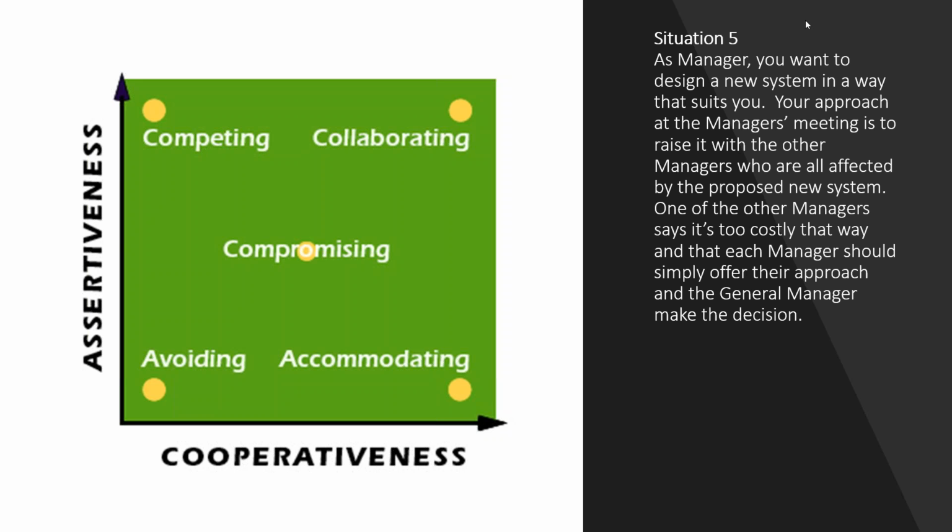Now, situation 5. As a manager, you want to design a new system in a way that suits you. Your approach at the managers' meeting is to raise it with the other managers who are all affected by the proposed new system. One of the other managers says it's too costly that way, and that each manager should simply offer their approach and the general manager make their decision. So in other words, that person is probably wanting to avoid the decision making, and you're a member of that team and you've heard them say that in the meeting.